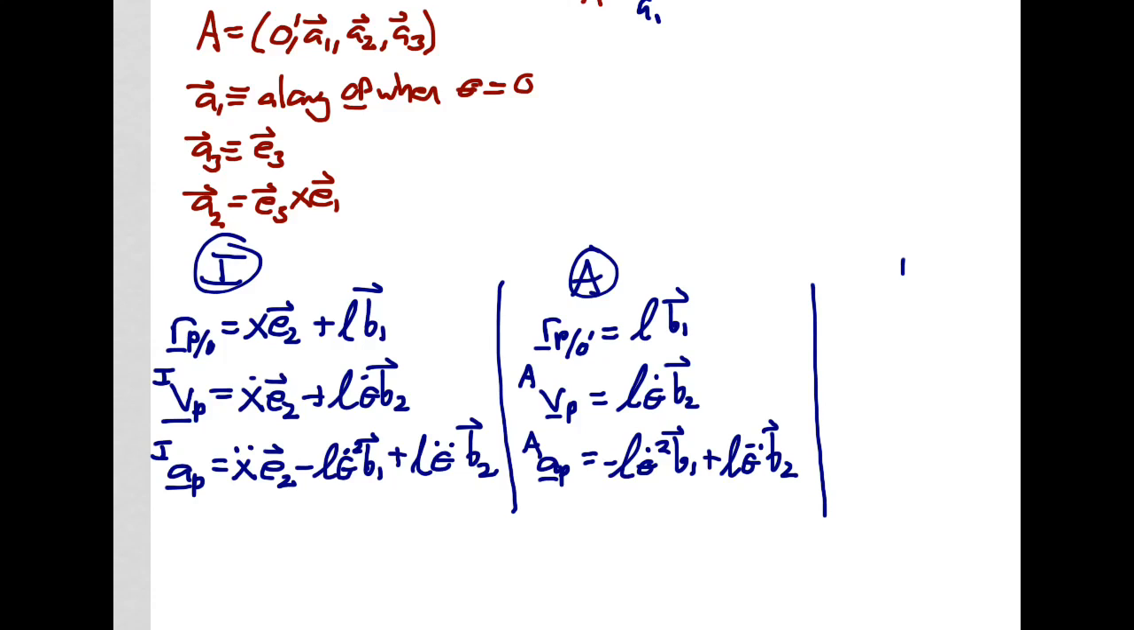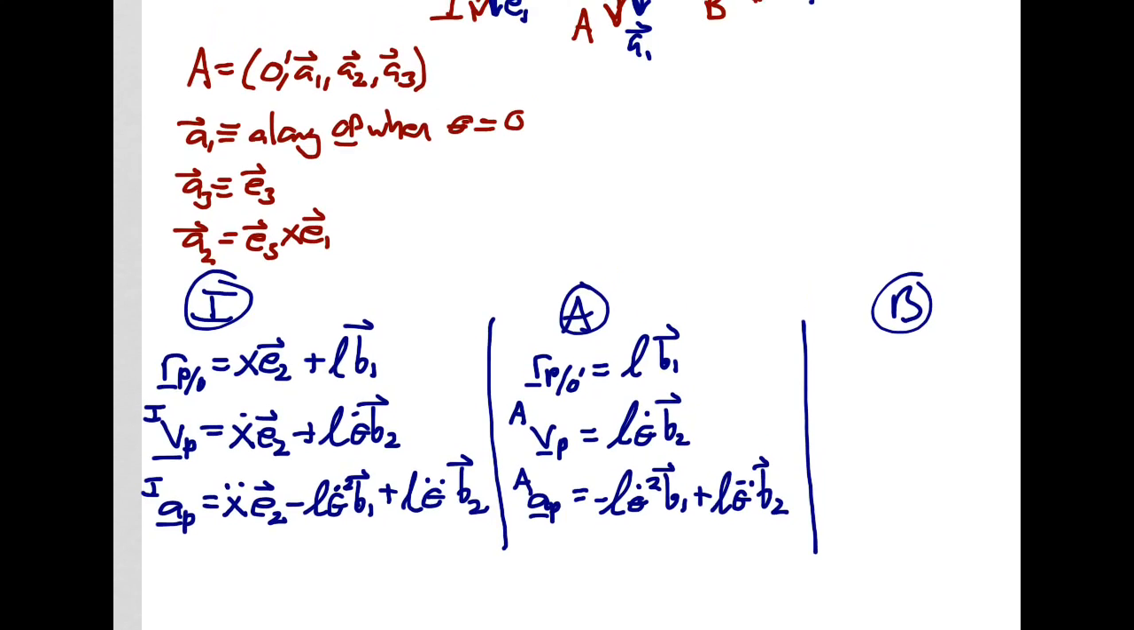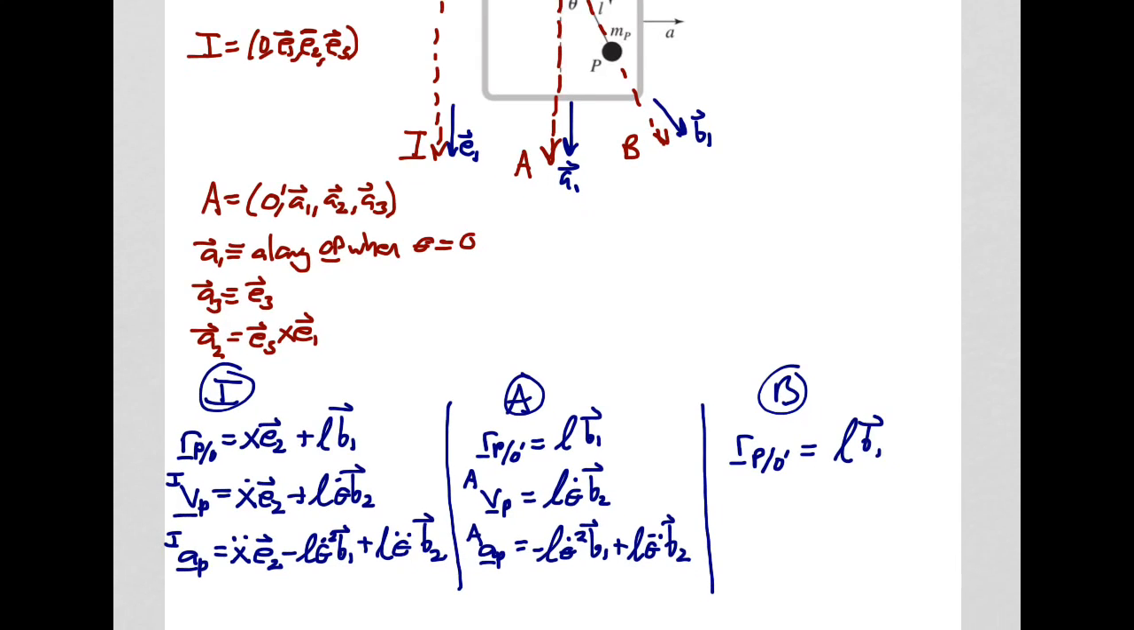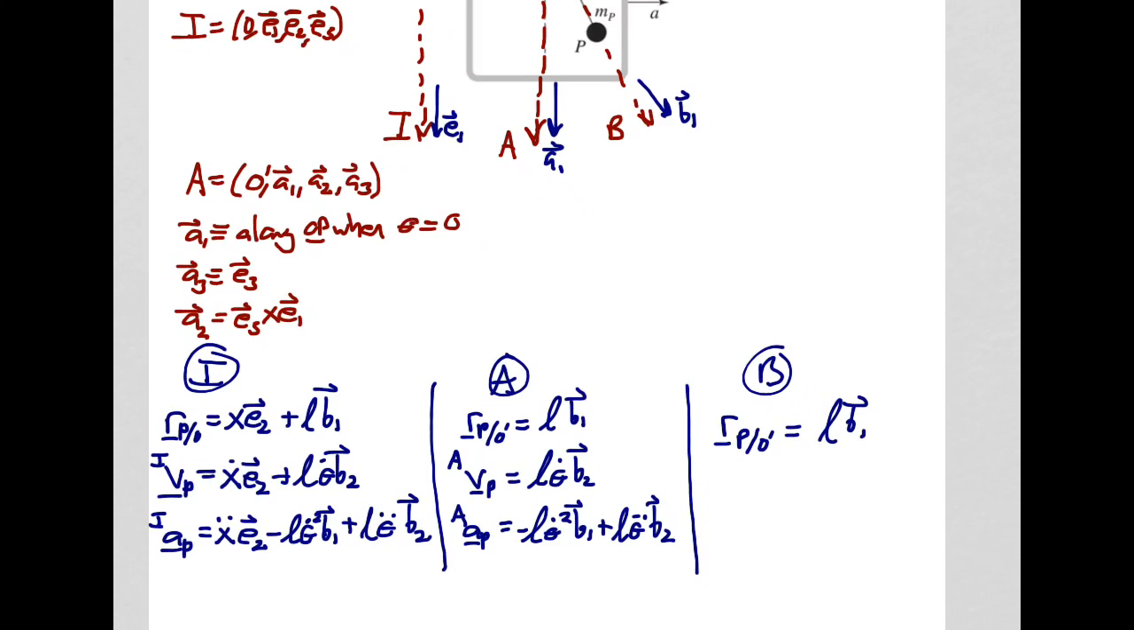Alright, finally let's look at reference frame B. We're going to observe the kinematics in reference frame B. And so our position vector of P with respect to O prime is equal to the same as reference frame A. It's going to be L in the B1 direction, and that's because these two reference frames share an origin. Okay, I should point that out.